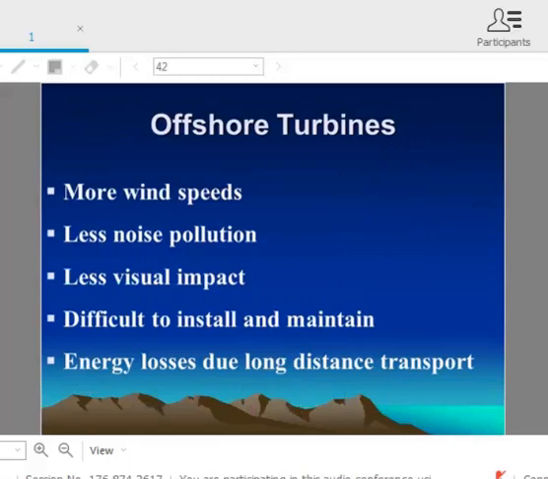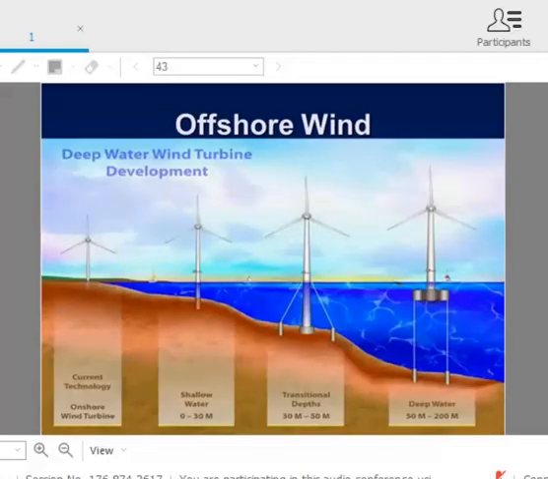Offshore turbines have higher wind speeds, less noise pollution and less visual impact, but they are difficult to install and maintain, and there are energy losses due to long-distance transport. Like that, offshore.